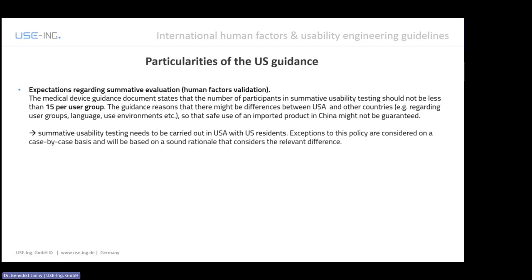And this basically leads us to the fact that for most cases, it's important to conduct those usability tests in the US with US residents. The guideline states that exceptions to this policy are considered, but on a case-by-case basis, and will be based on sound rationale that considers the relevant differences. So you can write rationales, but be specific on this and have good arguments.